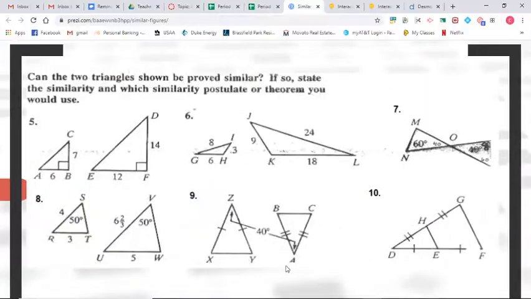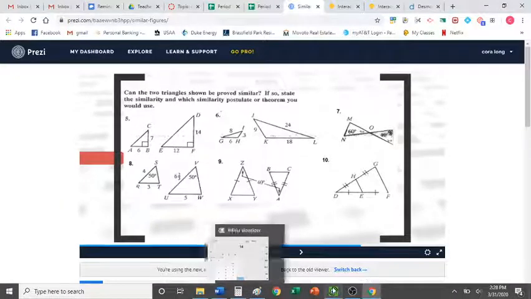Okay, so let's get going on these examples. We're going to start off with example 5. So let's get going on example 5.